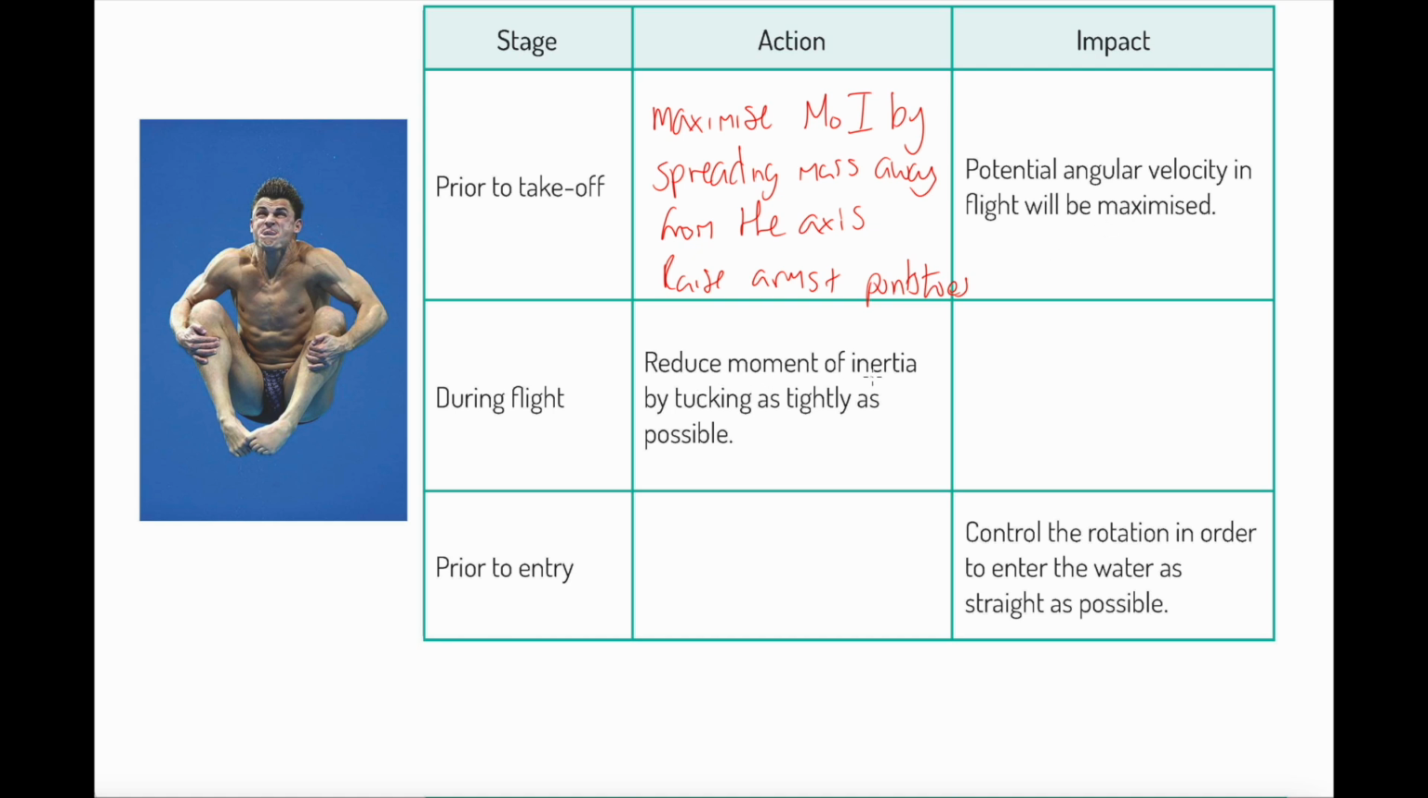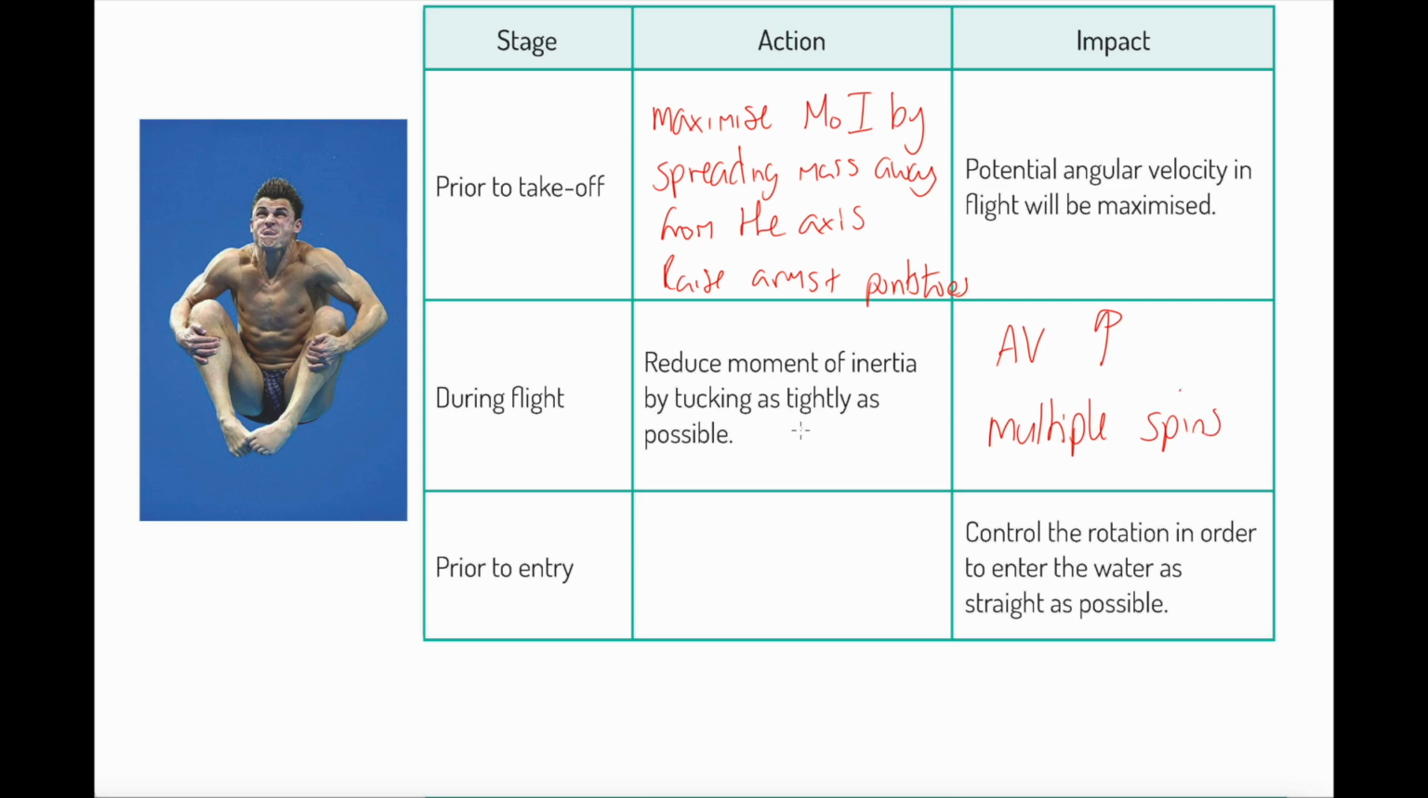During flight, they reduce moment of inertia by tucking as tightly as possible. And as a result, angular velocity increases. That's what's going to happen. The diver will do multiple spins if they've done it well enough. Multiple spins. And of course, that's what gets us the higher tariffs, isn't it? We look better. It's more spectacular.